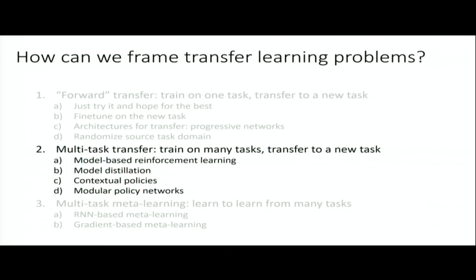And we'll talk about a number of different classes of methods that make use of multitask transfer. We'll talk about how model-based reinforcement learning can provide an appealing vehicle for multitask transfer. We'll talk about model distillation, where we can actually combine reinforcement learning on multiple different tasks with supervised learning in kind of imitation learning style. We'll talk about contextual policies, which are policies that take as input some sort of specification of the task that they're supposed to do. And then we'll talk about architectures that are well suited for multitask transfer, specifically modular neural network policies.